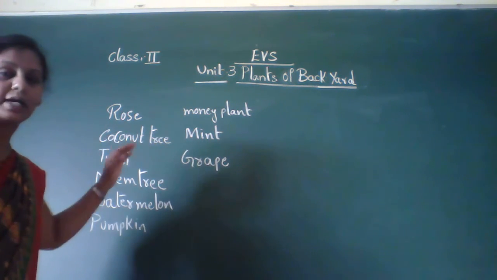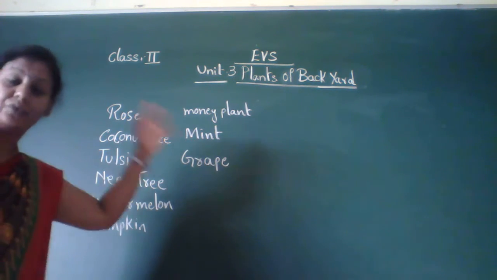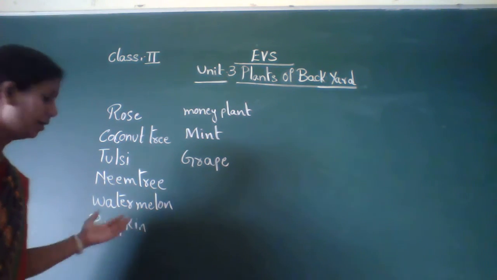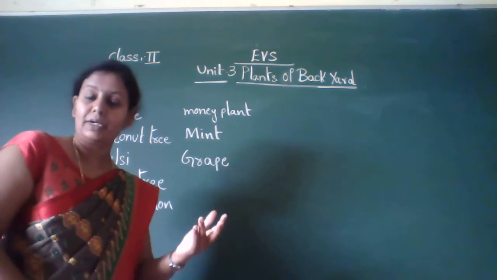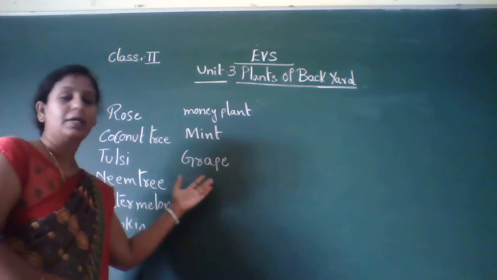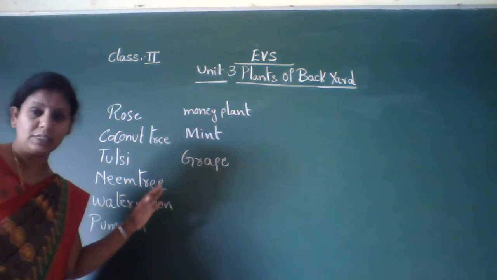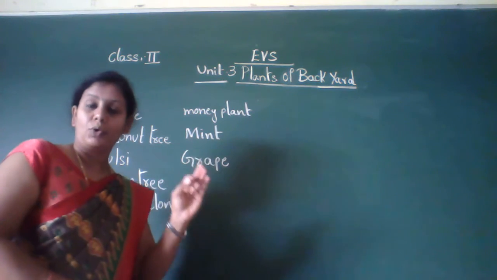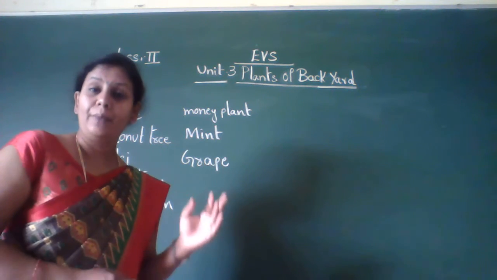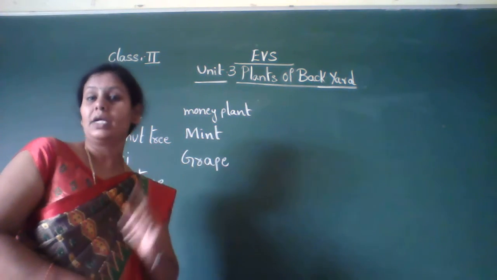So some rose plants are small plants, coconut tree is a big tree, tulsi is also a small plant, neem tree is a big tree, then watermelon grows along the ground, it's a creeper, pumpkin is a creeper, money plant is a climber, isn't it? So mint is a herb, rose is a shrub, grape is a climber. So these are all different from each other, isn't it? So it means, what I want to tell you is, we classify the plants into different types based on their height and hardness of the stem. Keep it in your mind, children.